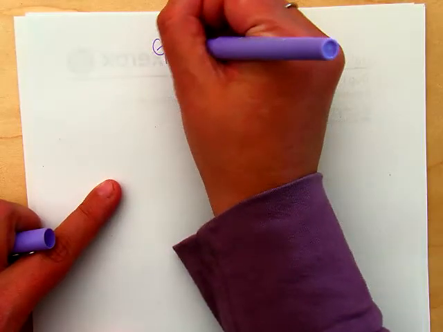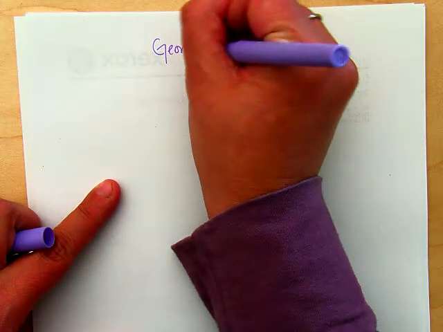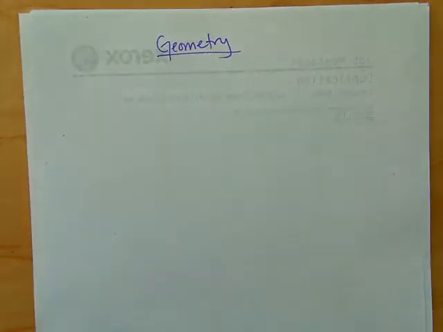So let's go ahead and talk about, in this video, we'll talk about geometry. Just a little bit of geometry. We'll talk about perimeter versus area.